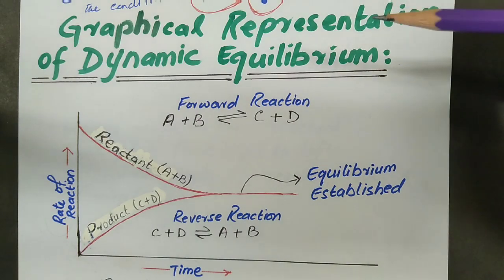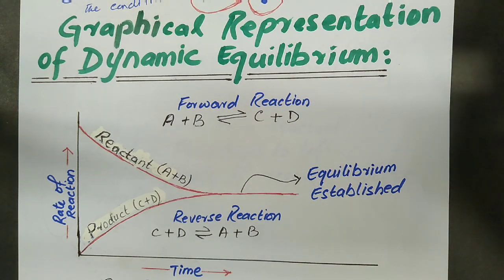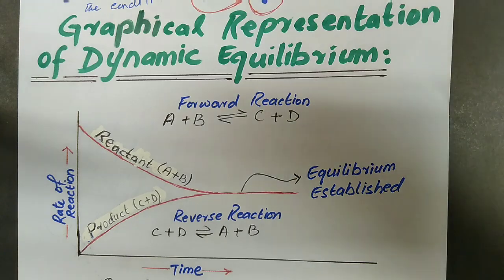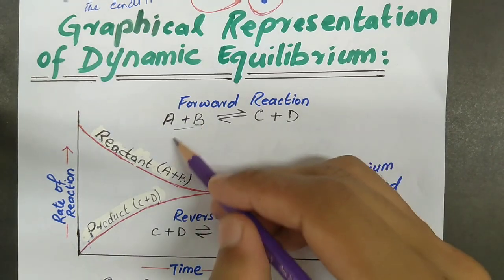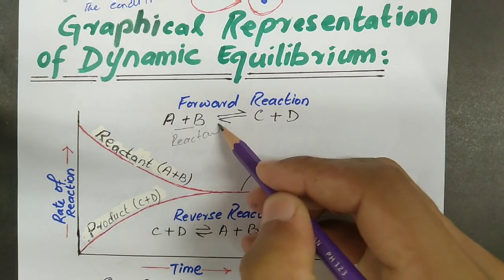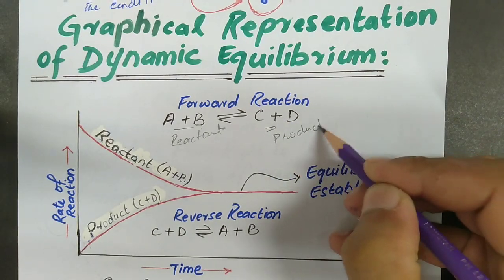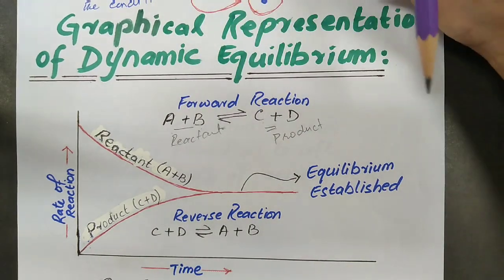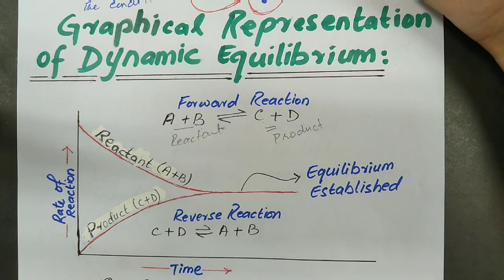Okay boys, the graphical representation of dynamic equilibrium. In this concept we will be discussing what dynamic equilibrium is and how equilibrium establishes. Generally, when a chemical reaction takes place, A plus B is the reactant side. This reactant side converts to the product side, which I am representing with the letters C plus D. The reactant converts to the product. Generally, in the beginning the reactant starts to react.